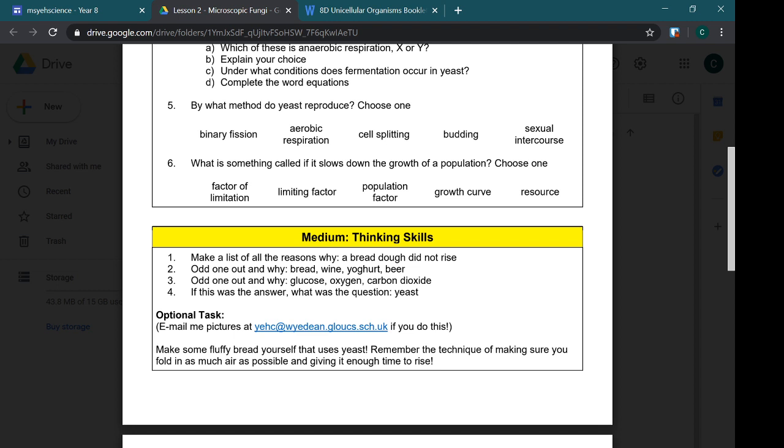Does anyone have any questions or something that you'd like to go over again? No, Freya, because that doesn't use the yeast.